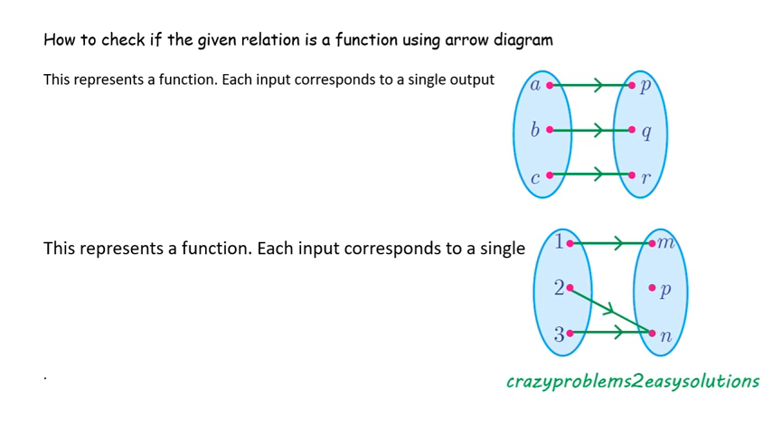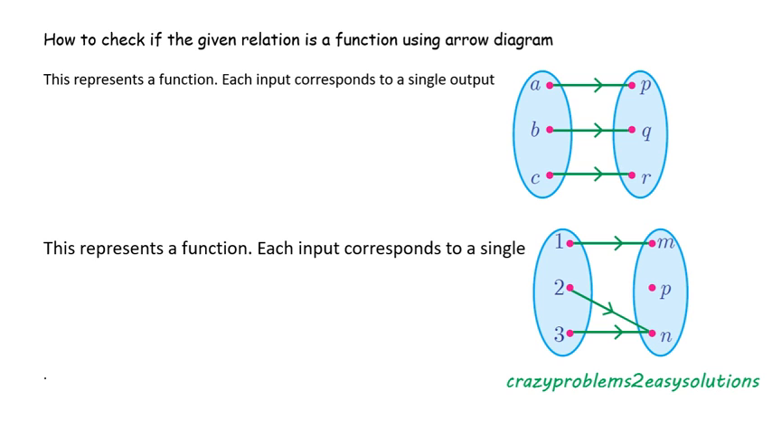How to check if the given relation is a function using the arrow diagram. This represents a function, as each input corresponds to a single output. Here we have two sets: the elements a, b, c are one set and p, q, r are another set. We map a to p, b to q and c to r. So this is one input for a single output. In every function, every element is mapped to an element of the other set.